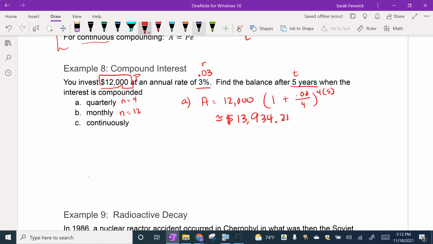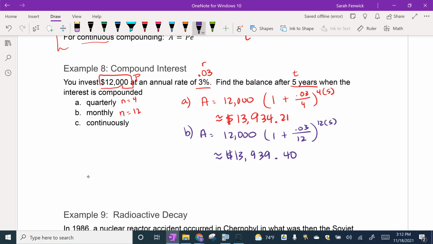B, let's change colors so we can tell which one we're on. Same formula, 12,000, 1 plus 0.03 over 12 for monthly, 12 times 5, and this one gives me approximately $13,939.40. So it's really not that much difference.